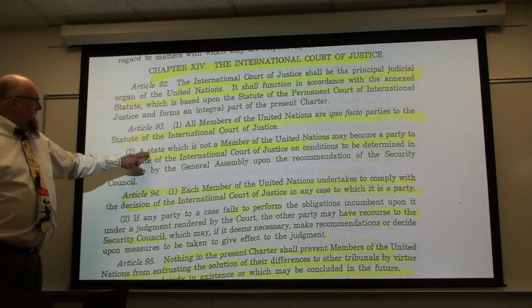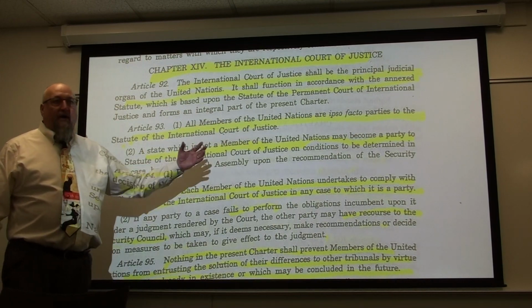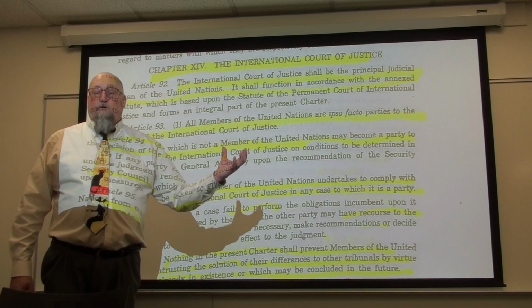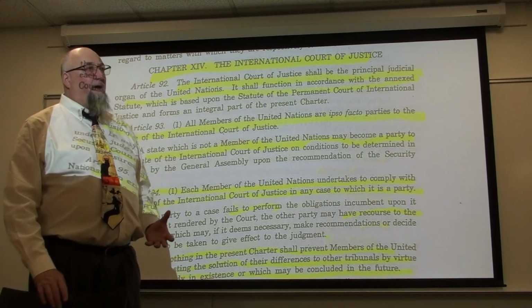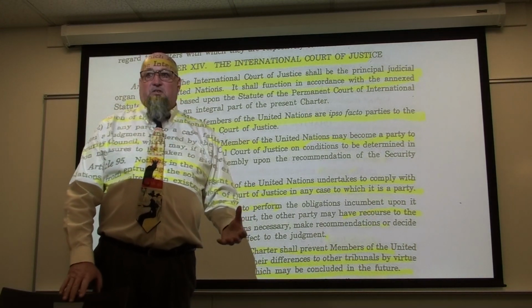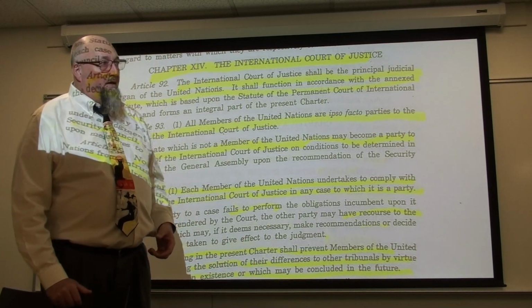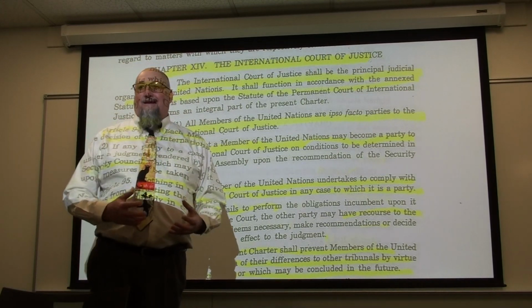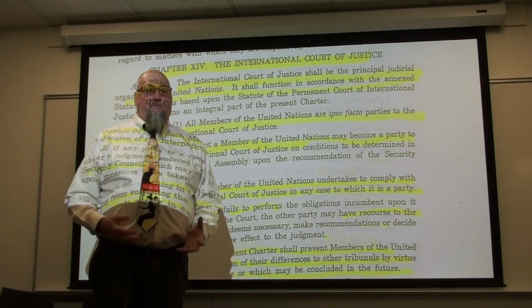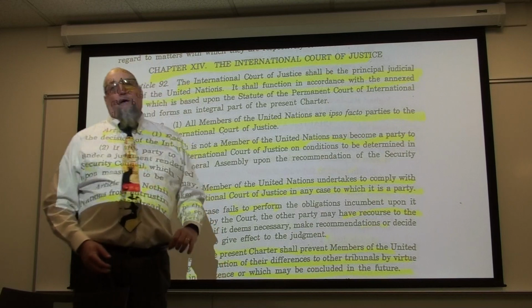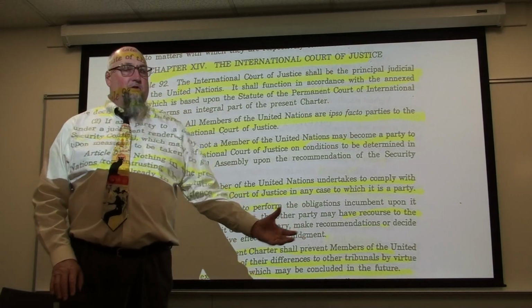Part two, a state which is not a member of the United Nations may become party to the statute of the court, meaning that if a non-member state is involved in a dispute, the non-member state may also appear at the court even though they're not a member of the UN. Now, the Court of Justice may impose conditions on a non-member state participating, but it was not designed to be closed to non-member states. In fact, it's encouraged that non-member states, remember post-World War II, if there were disputes, take it to the Court of Justice rather than military or economic force.